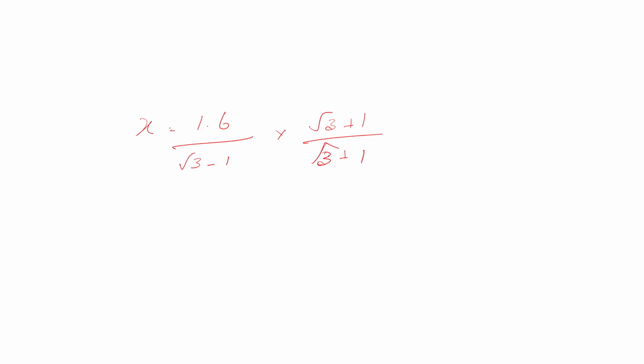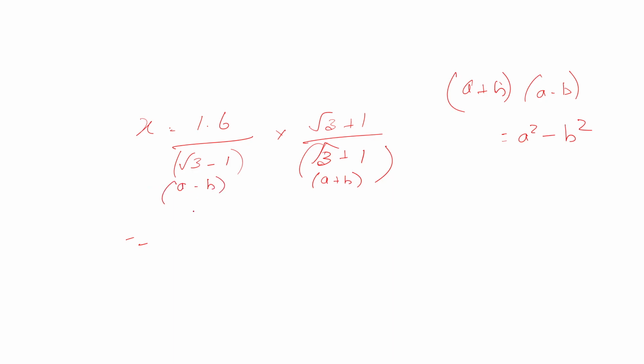Why are we multiplying and dividing by root 3 plus 1? Because it will arrive at the formula (a plus b) into (a minus b), which is equal to a square minus b square. So this is a plus b and this is a minus b. So it is a square minus b square, with 1.6 into root 3 plus 1 in the numerator.